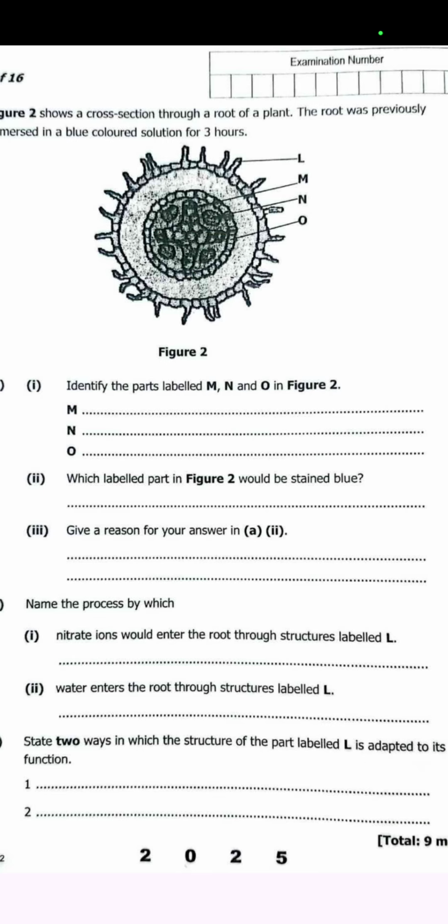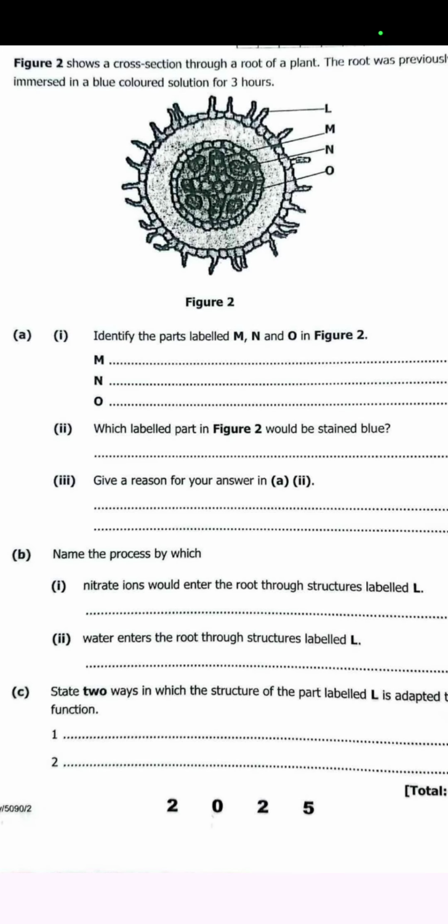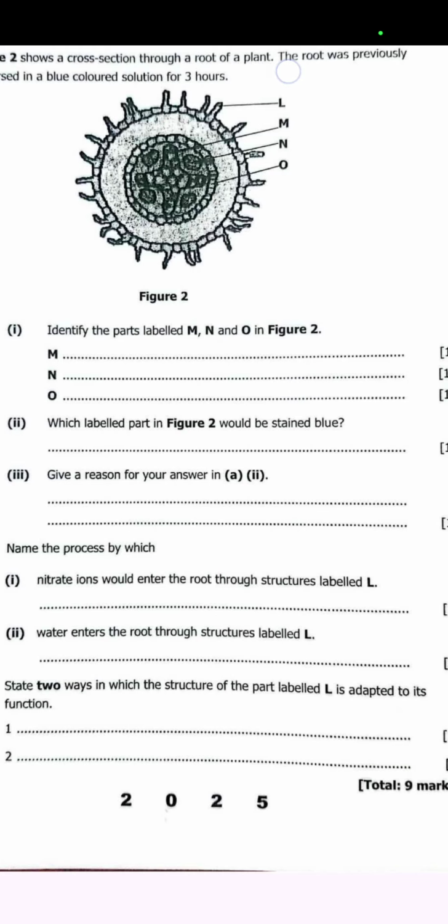Okay, then we've got question A3, which is saying give a reason. So now what could be the reason that you can give? The reason is very simple. We are talking about this question here, giving a reason. What could be the reason? So the reason is very simple. It is because xylem transports water, and blue stained solution will be treated as water. So the reason why M will be stained blue is because it is the one which transports water.